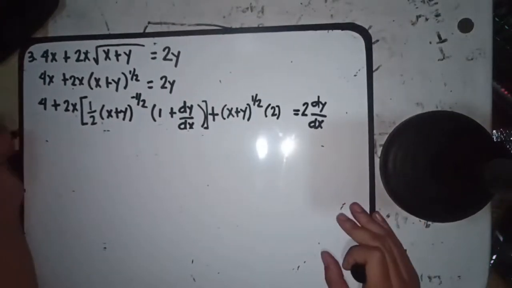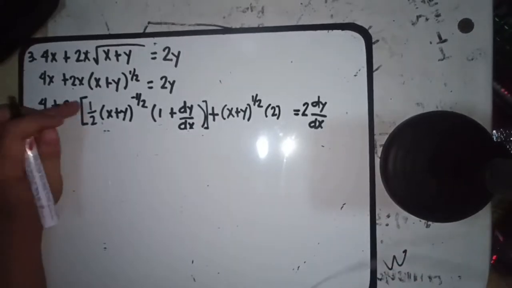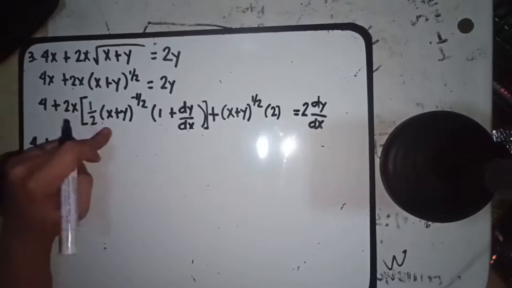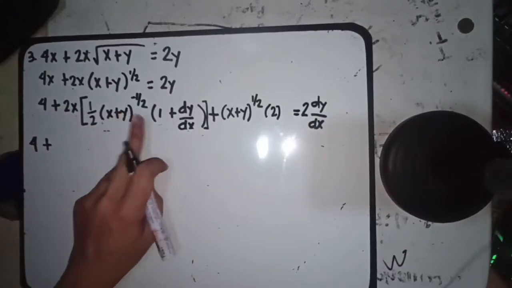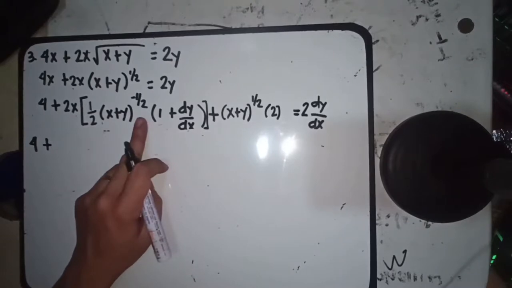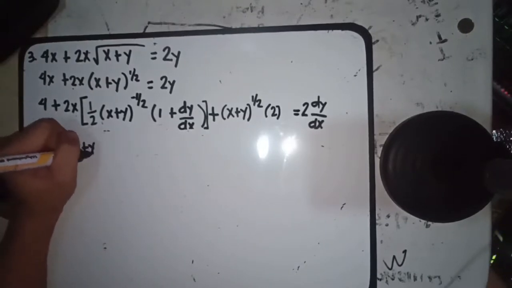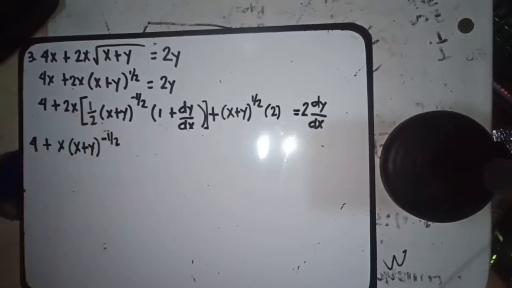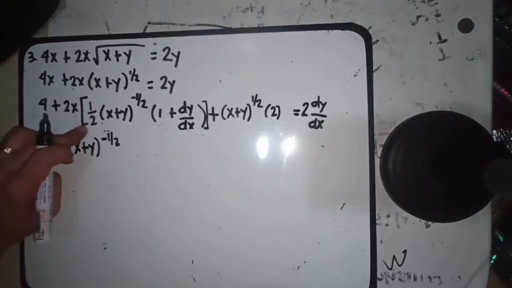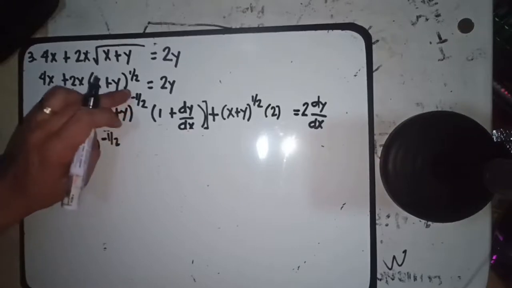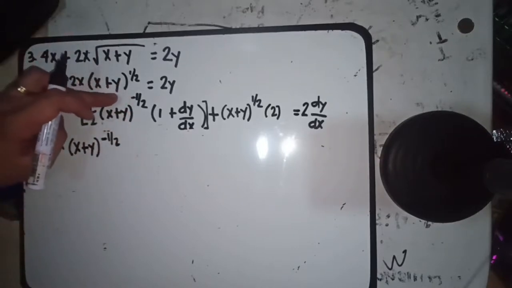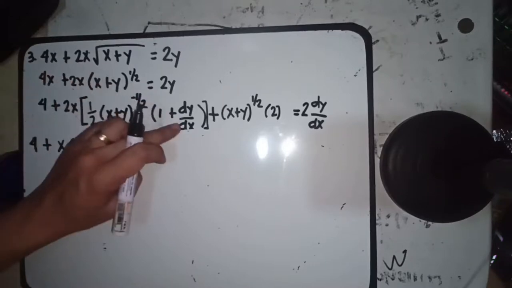So, we'll have 4, we just copy 4, plus 2x times 1/2, that would be x times x plus y raised to the power of negative 1/2. So, we have x times x plus y raised to the power of negative 1/2 times 1. So, we'll have x times x plus y raised to the power of negative 1/2. Next, we have 2x times 1/2, that is x times x plus y raised to the power of negative 1/2. That would be x times x plus y raised to the power of negative 1/2 times dy over dx.